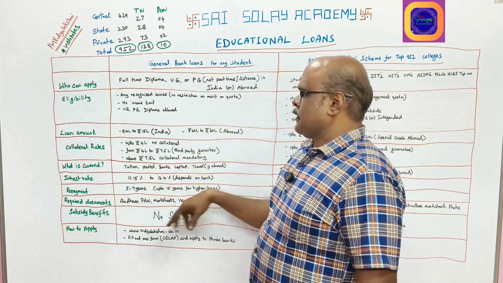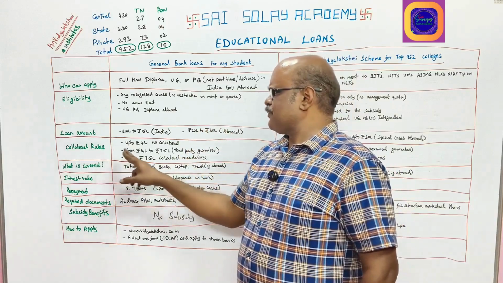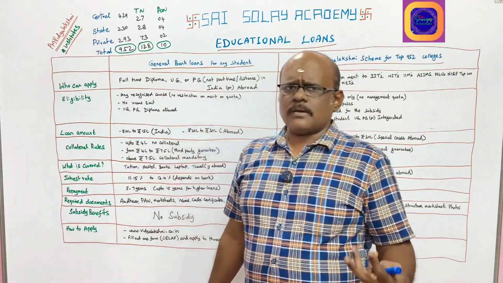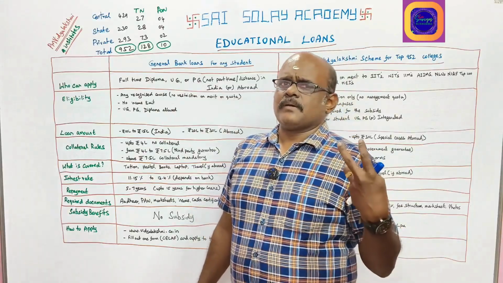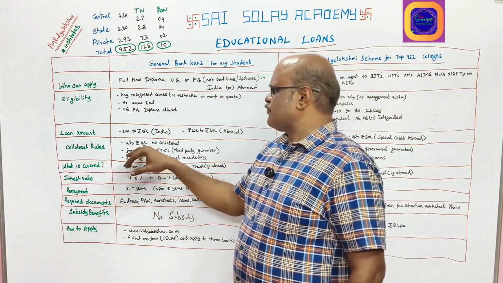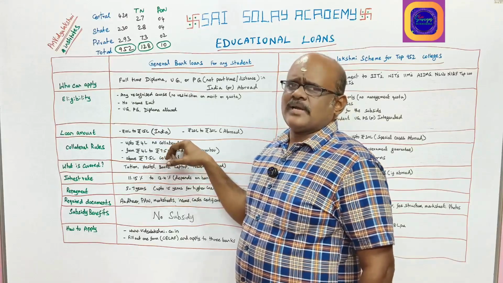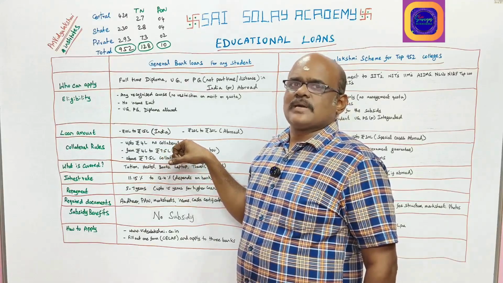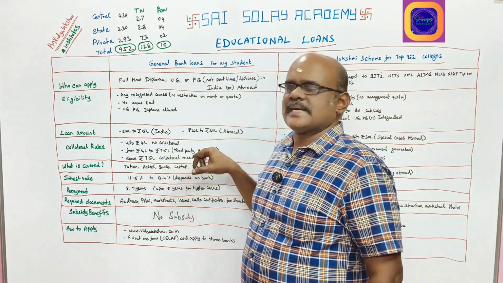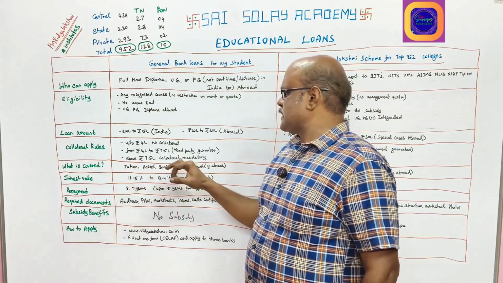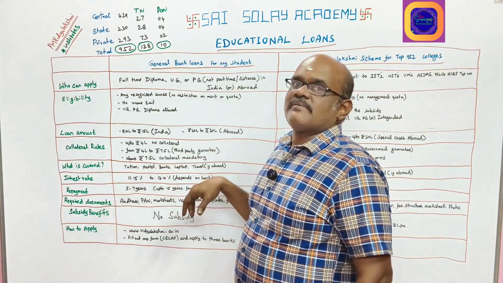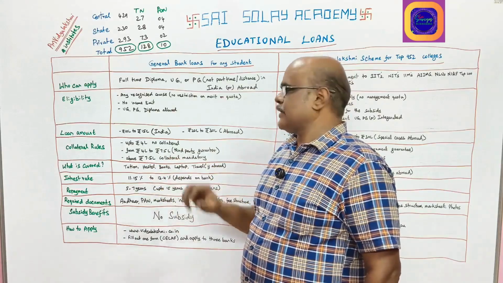The next one is the collateral rule. What do you mean by collateral? You have to show some properties for availing these loans. Up to 4 lakhs there is no collateral, so you can avail a loan up to 4 lakhs without any collateral. From 4 lakhs to 7.5 lakhs you have to go for a third party guarantor, and above 7.5 lakhs collateral is mandatory. That is, you have to show some assets for availing loans greater than 7.5 lakhs.